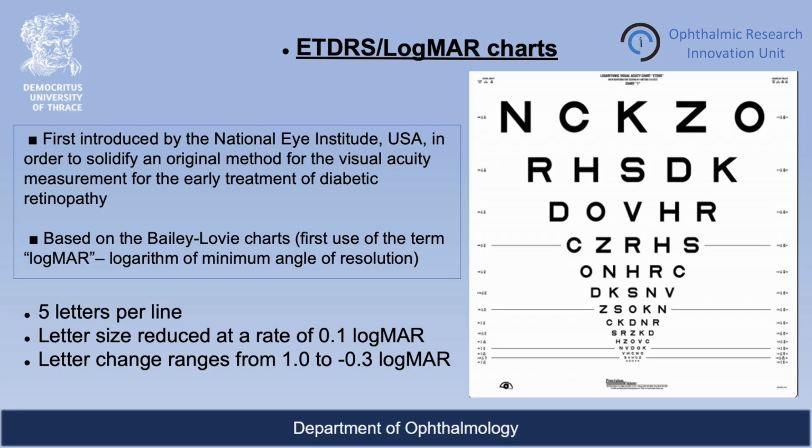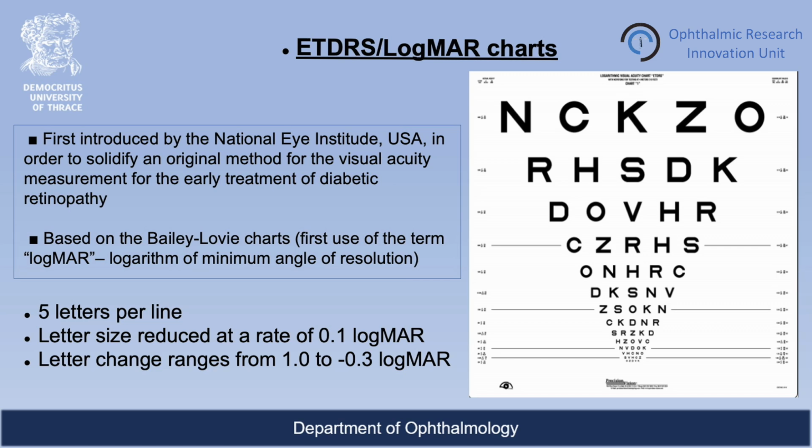The Early Treatment Diabetic Retinopathy Study, or ETDRS chart, was first introduced by the National Eye Institute of the United States of America, based on the Bailey-Lovie charts, in order to solidify an original method for the visual acuity measurement for the early treatment of diabetic retinopathy. The Bailey-Lovie charts first introduced the term logMAR, which is the logarithm of the minimum angle of resolution, in order to achieve homogeneous change in the letter size.